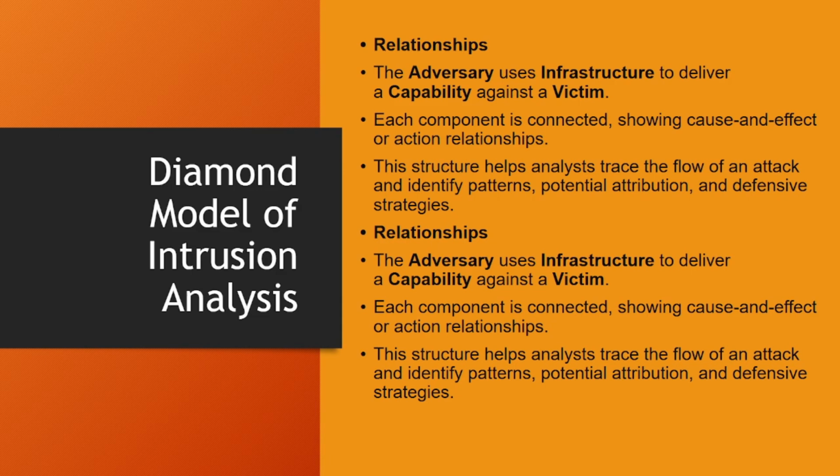Relationships. The adversary uses infrastructure to deliver a capability against a victim. Each component is connected, showing cause and effect or action relationships. So this structure helps analysts trace the flow of attack and identify patterns, potential attribution, and defensive strategy, right?